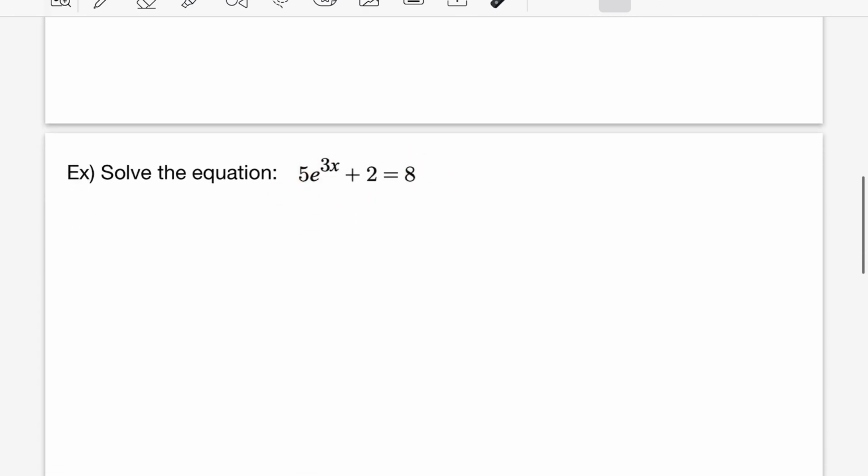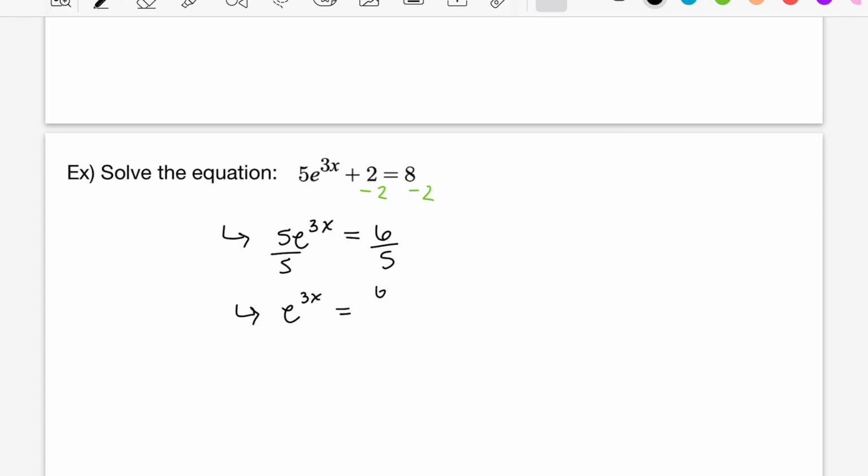We want to solve this equation. So this one's a little trickier. The best thing to do though is make sure that your term with your exponent is on one side by itself. So what we'll do is we'll subtract 2 on both sides of this. We'll get 5 e to the 3x is equal to 6. All right, next step is we'll divide by 5 on both sides. So we'll get e to the 3x is equal to 6 over 5.